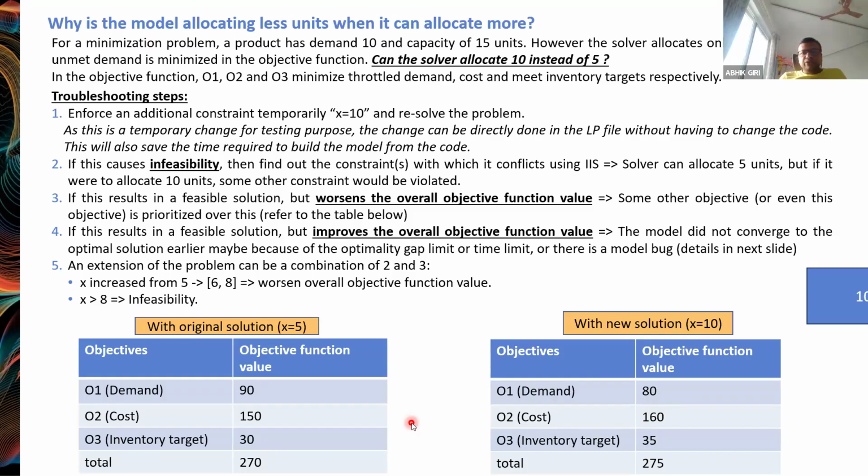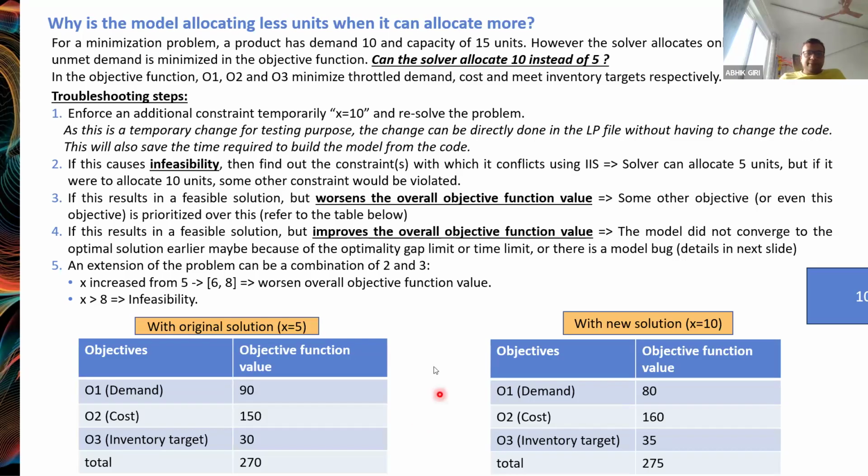That means now you can tell the user that we can definitely allocate 10 units for X, but in that case we would need to compromise on the other objectives. We would end up with a higher cost and inventory target, although I'll be able to meet more demand.